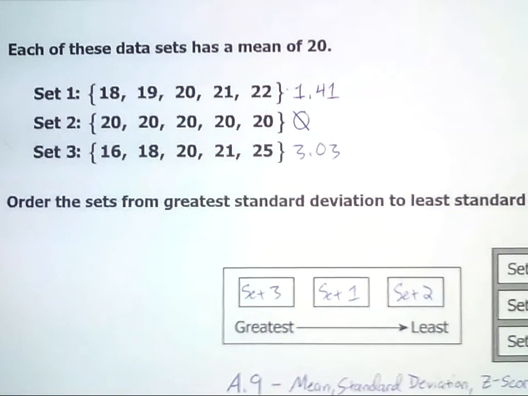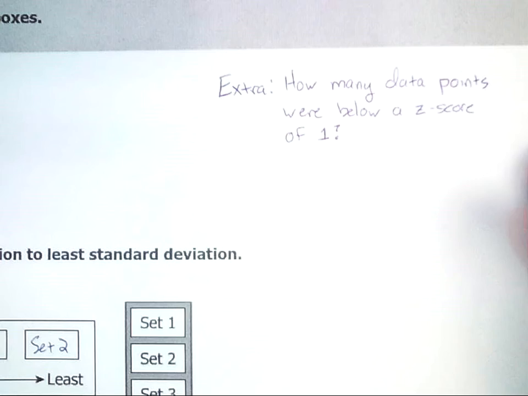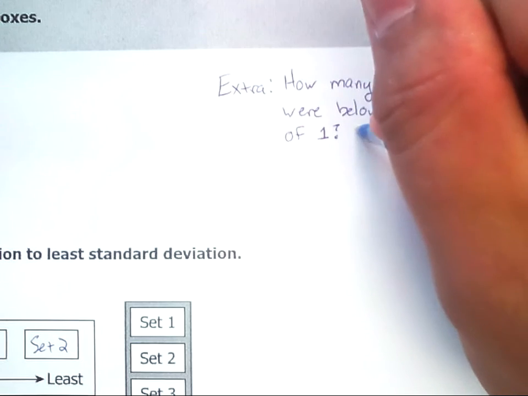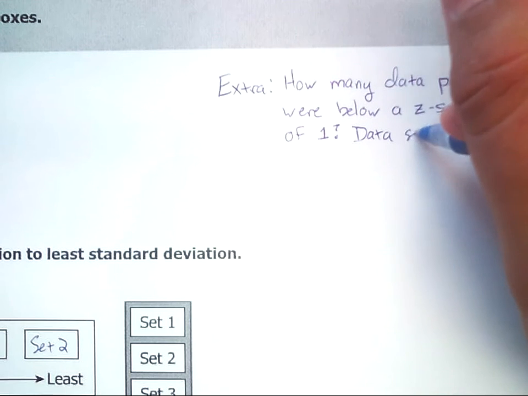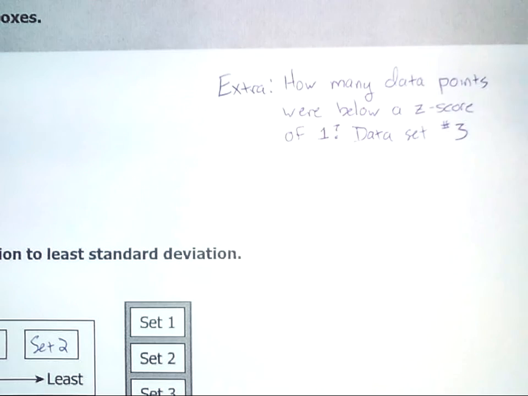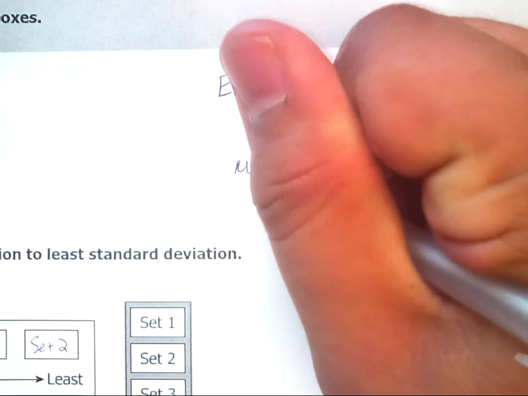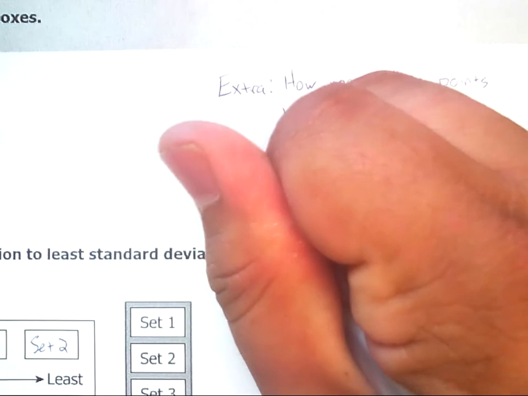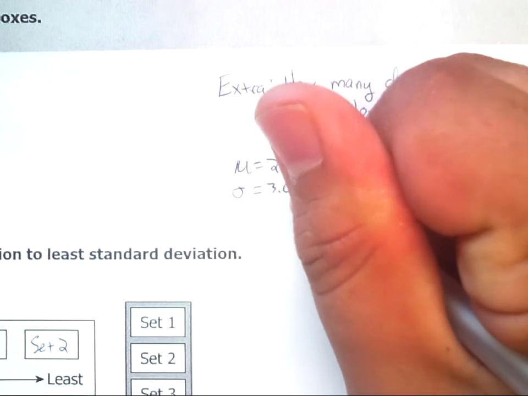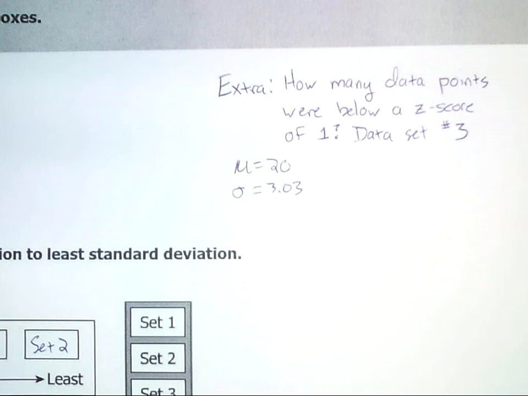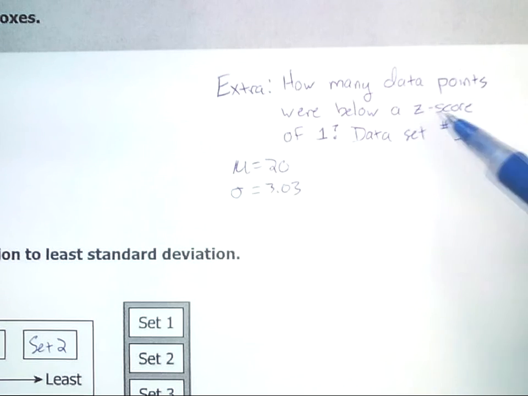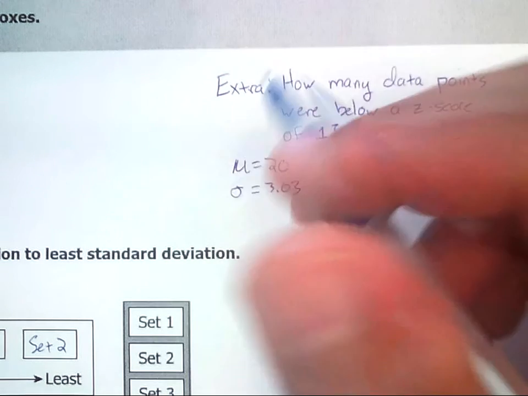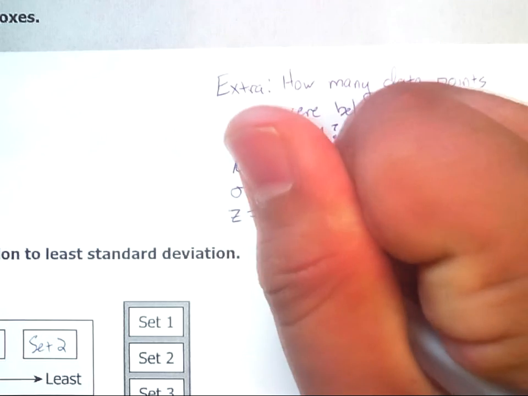Now, as a little bonus question, I've thrown this in here. How many data points were below a z-score of 1? And we're going to go ahead and use data set number 3. So, what we need to recall are the 3 pieces of information. We need the mean. So the mean in this problem was 20. We need the standard deviation, which was 3.03, and then we also need a data point, but we're actually trying to figure out what the data point is because they gave us a z-score. So z in this problem is going to equal 1.